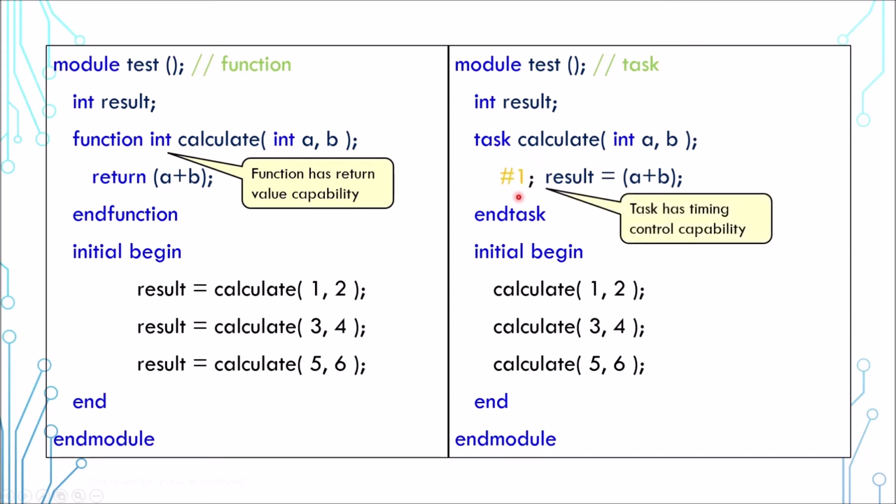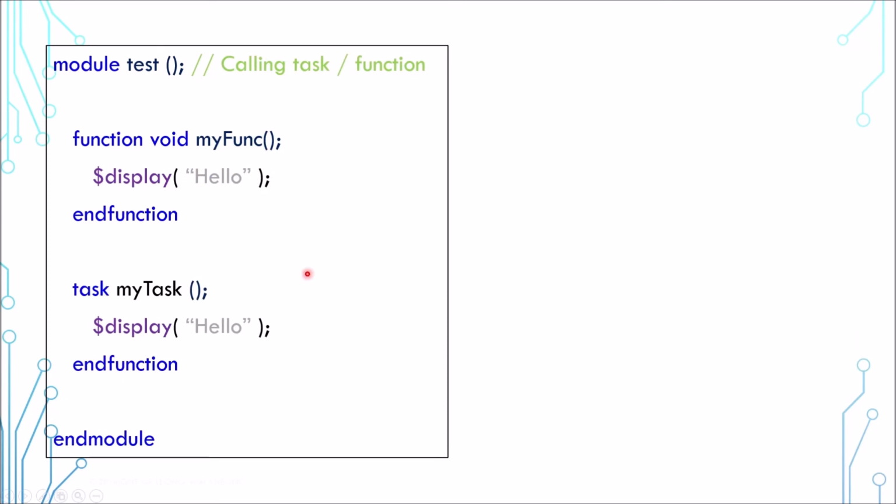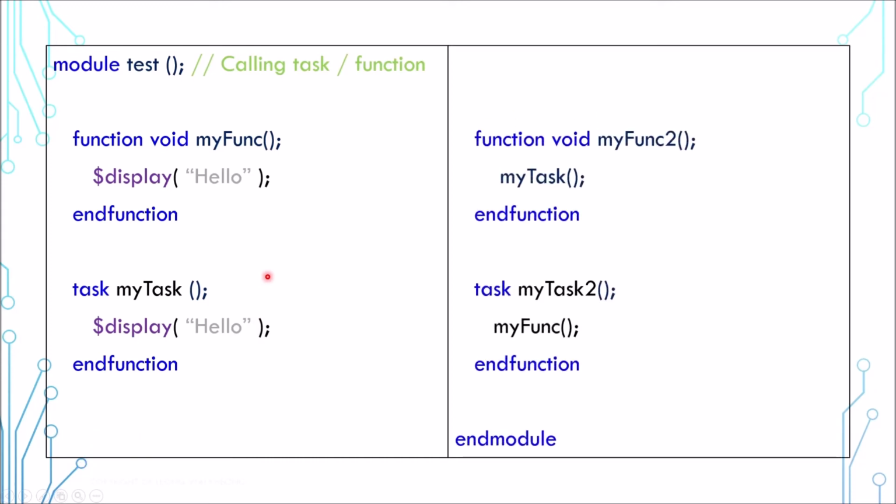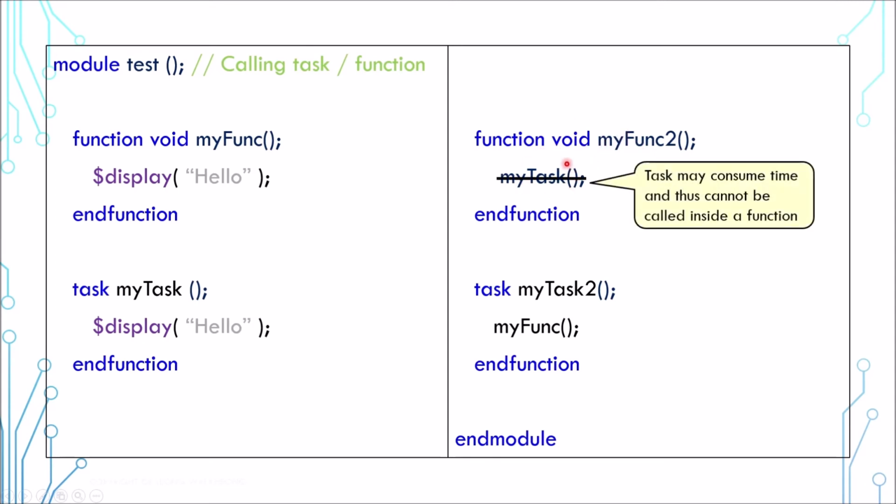For example, you can add delay in the task execution like this. Whereas for function, any delay has to be handled outside of a function. Generally speaking, a void function is the same as a task if the task has no delay execution. However, due to the timing capability of a task, you have to be careful dealing with function call and task call. A function cannot call a task. However, a task can call a function.